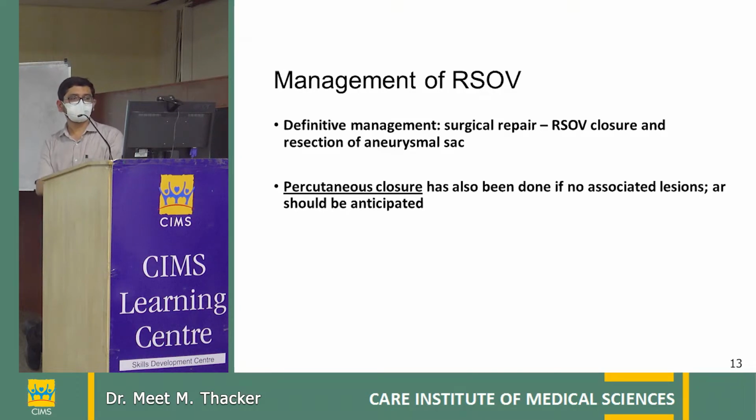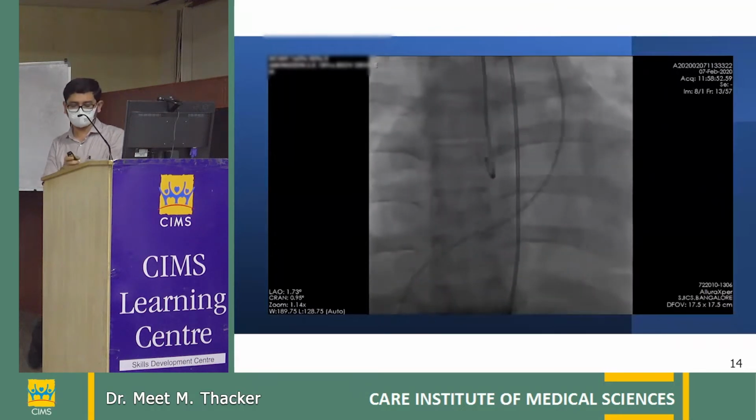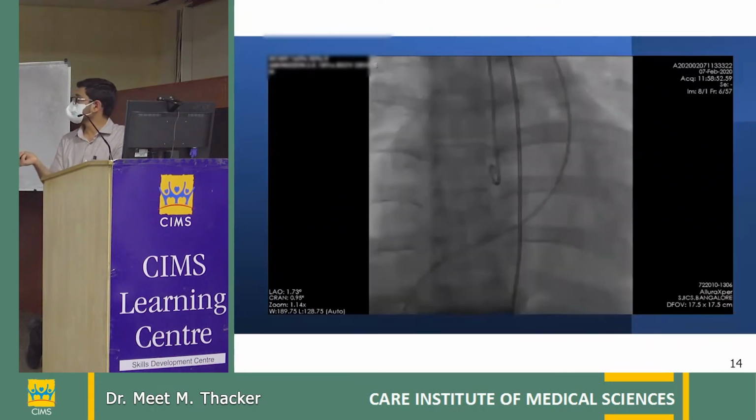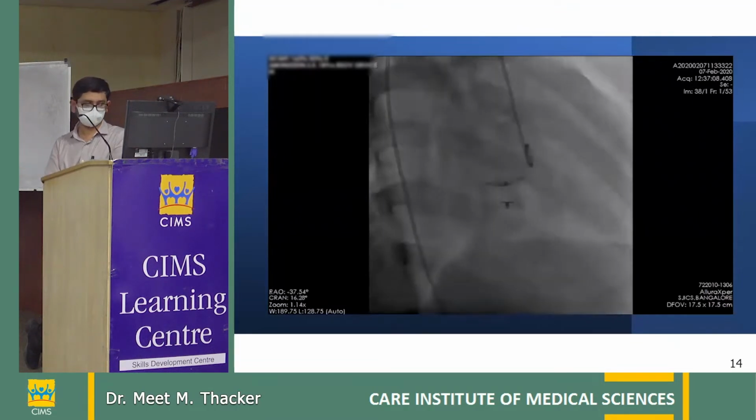Definitive management is surgical repair or RSOV closure with a resection of the aneurysmal sac, and percutaneous closure with a device can also be done. Just an angiographic view of the same case. We can see the RSOV, this is the aortogram in the PA view, RSOV which is draining into the RA and opacifying the right-sided chambers, and it is sealed off by a device.